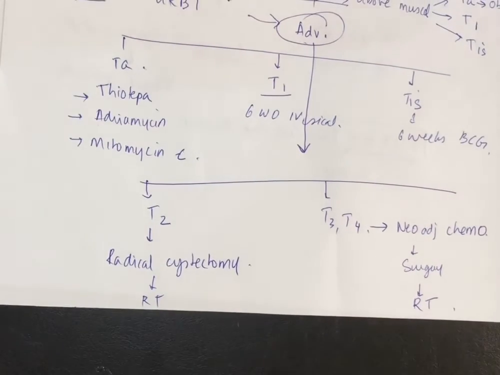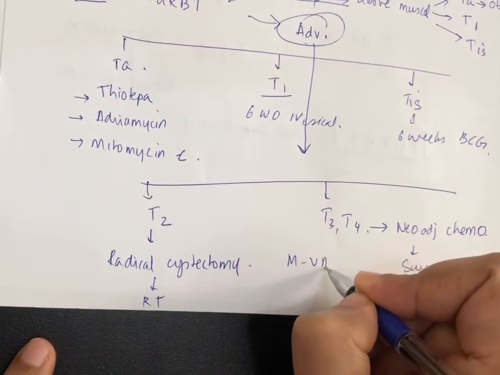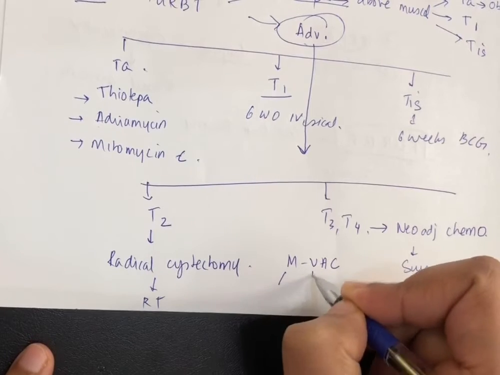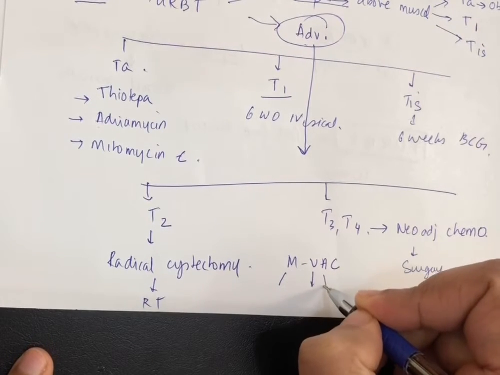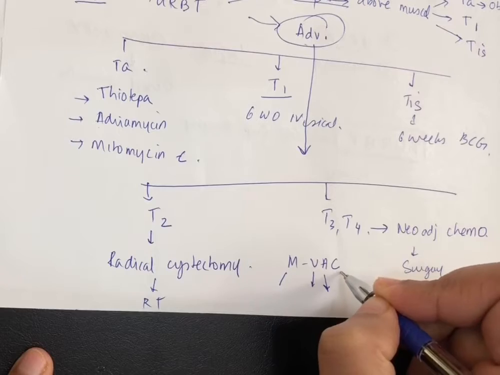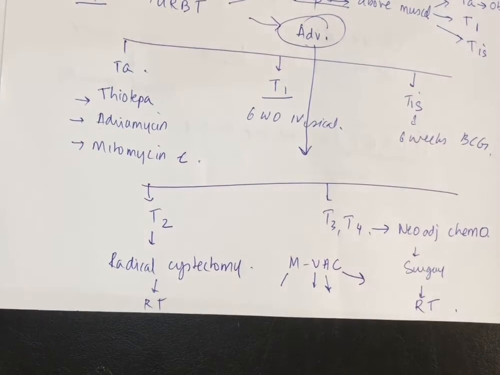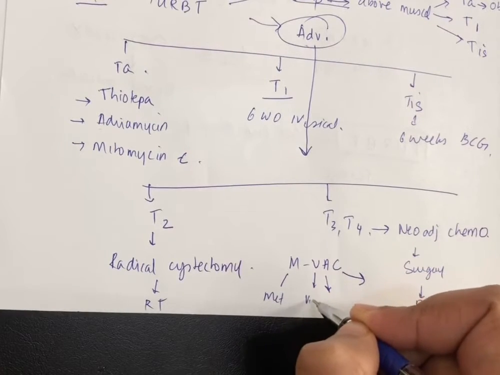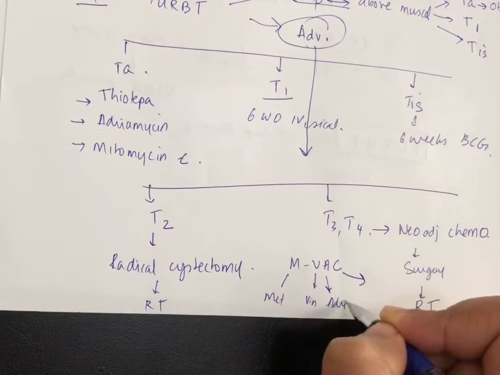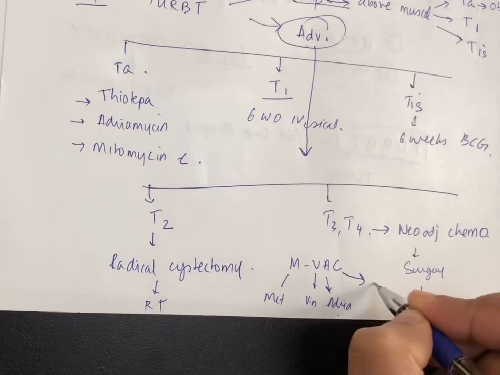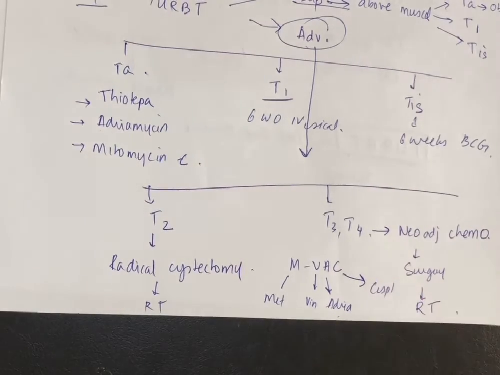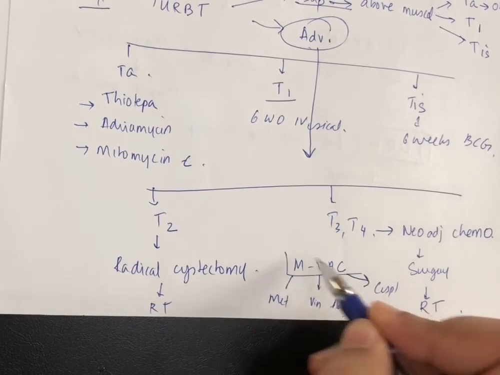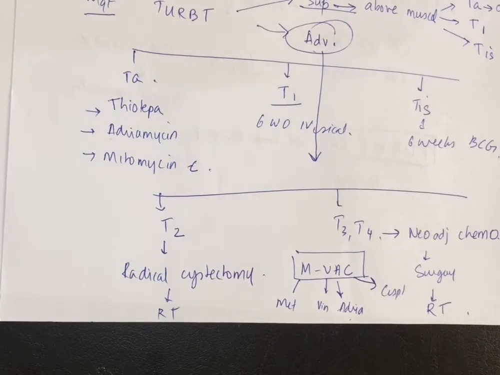So what are the chemo drugs you use? It is called the MVAC regimen. What is MVAC? Methotrexate, vinblastine, doxorubicin or adriamycin, and cisplatin. Okay, so methotrexate, then vinblastine, then adriamycin, adriamycin or doxorubicin, and cisplatin. This is called the MVAC regimen for bladder cancer.